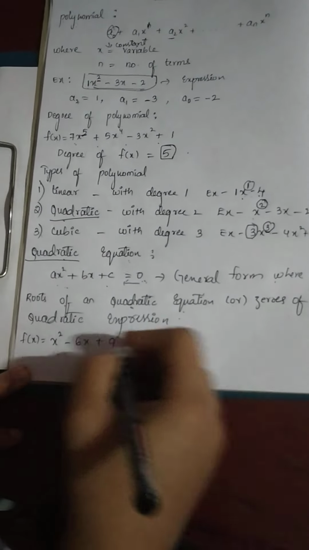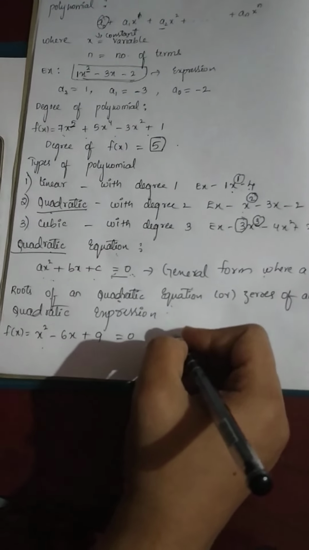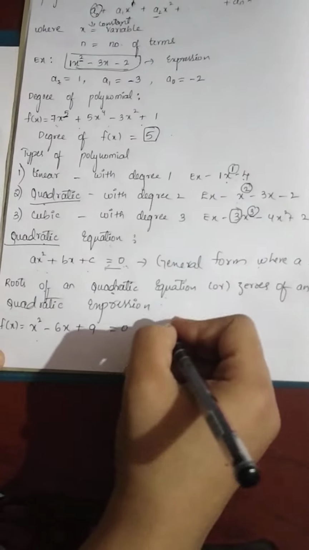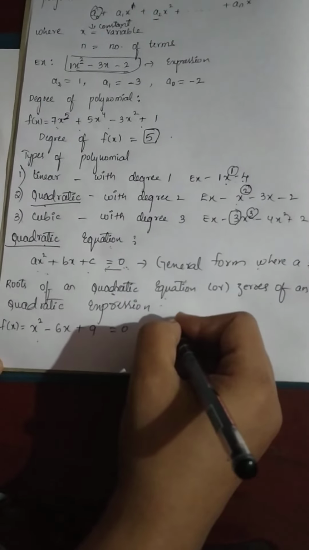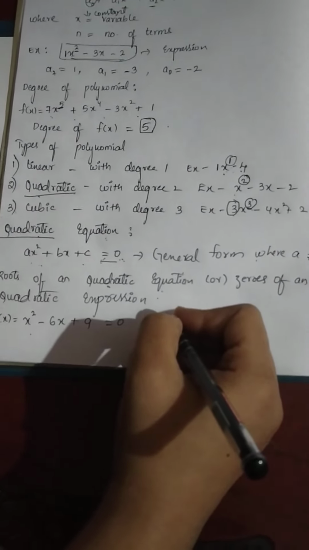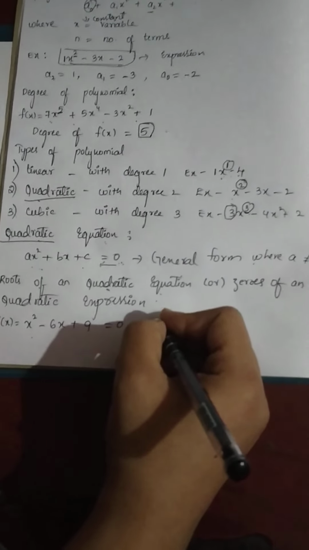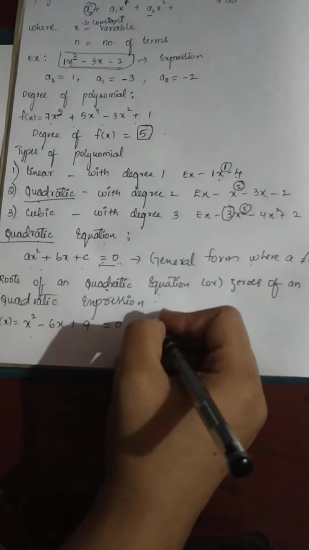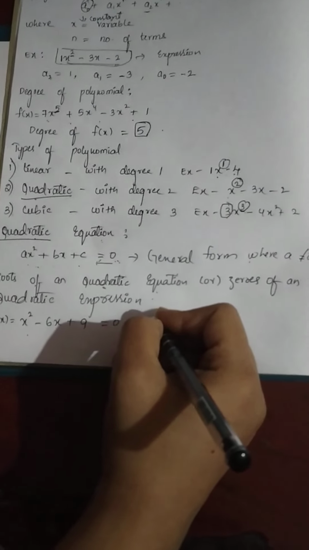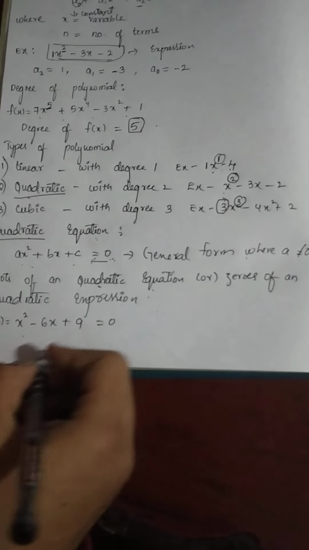So what is the meaning of root? First of all, if it is quadratic, then it will have two roots, as the name itself indicates. It should have two roots. So these are two values of x which, if we substitute them in the equation, the answer should be 0, right?